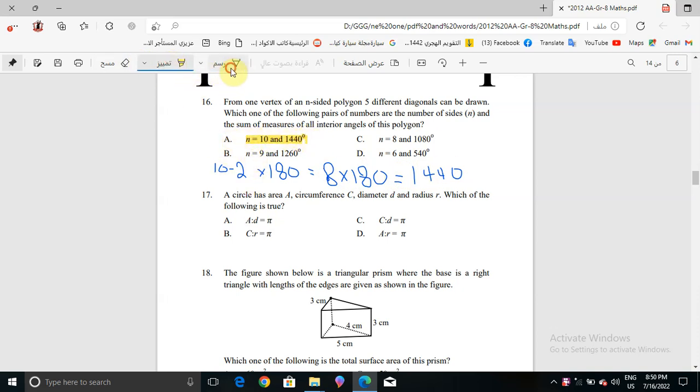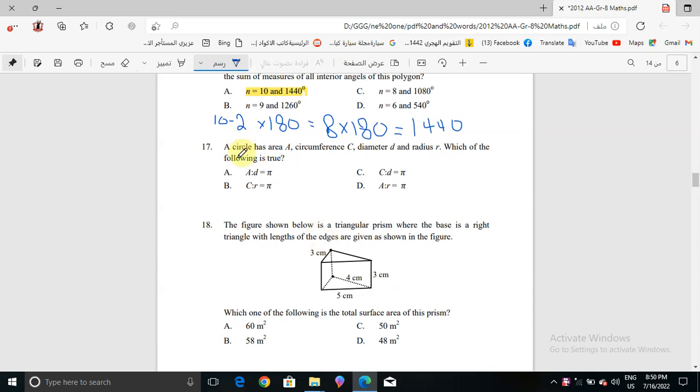Okay, now in question number 17, a circle has area, circumference, diameter, and radius. Which of the following is true? The formula here, or the correct formula, it will be area ratio radius is equal to pi.